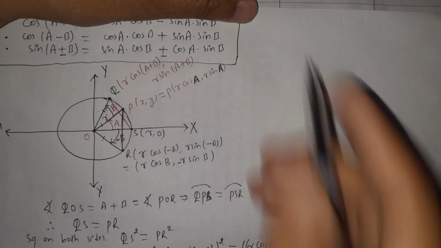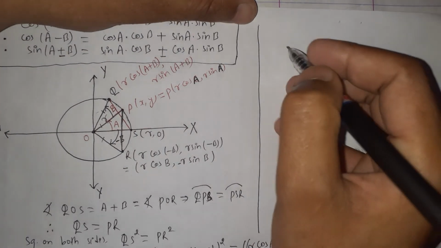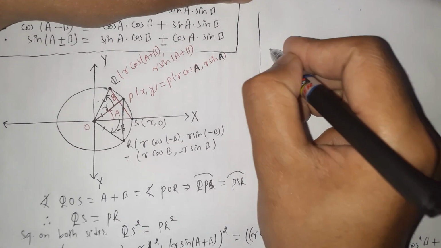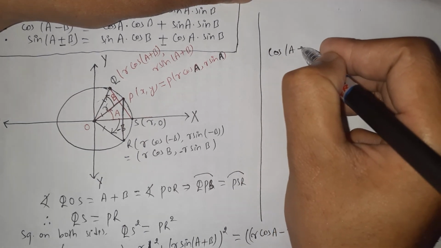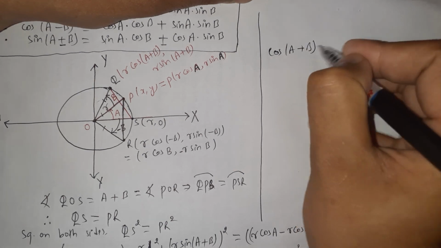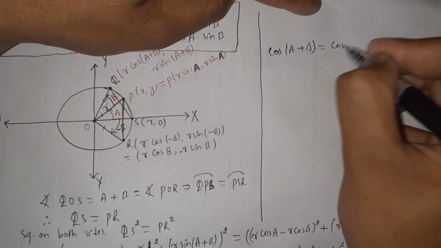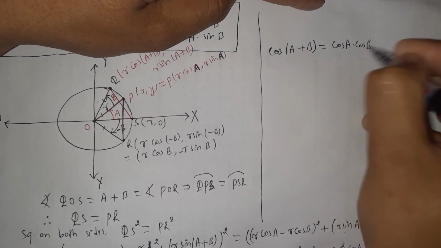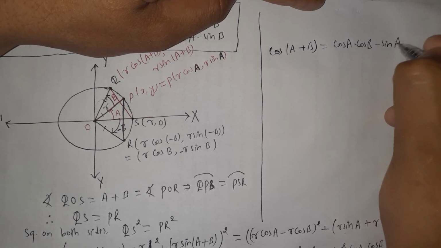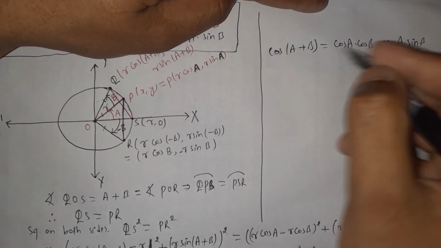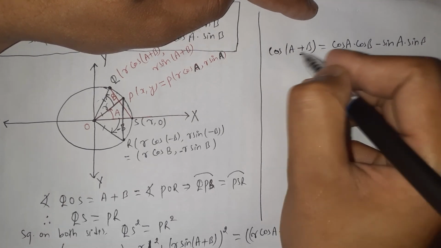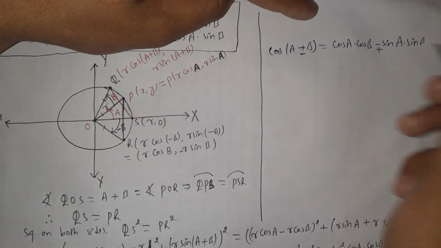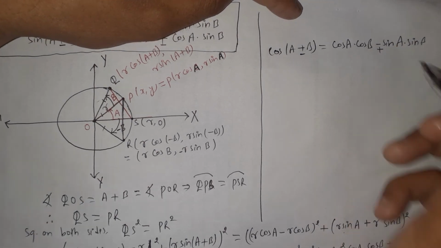Similarly, here we prove the formula of cos A plus B, which is cos A times cos B minus sin A times sin B. And we also prove that the formula of cos A minus B is the plus. Here we prove these two formulas.